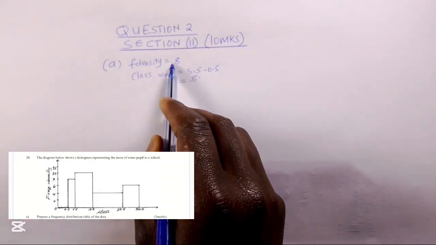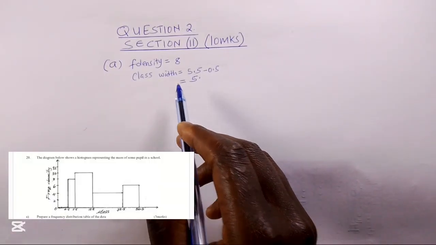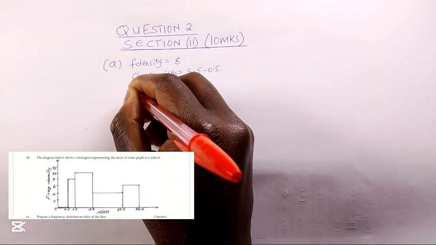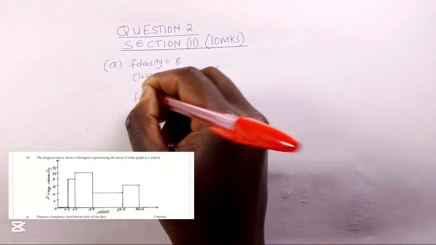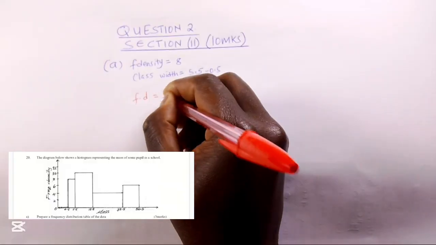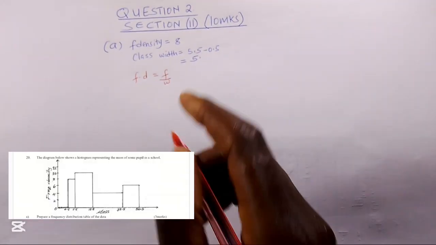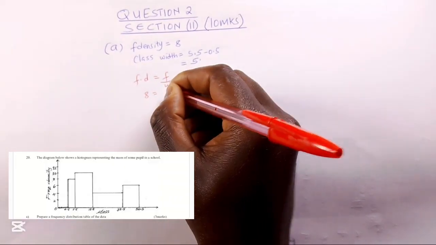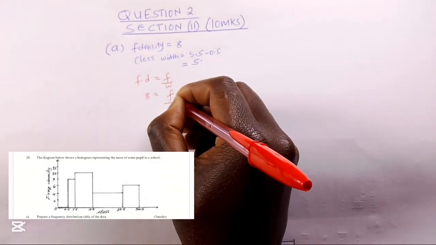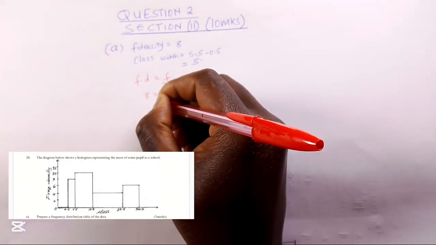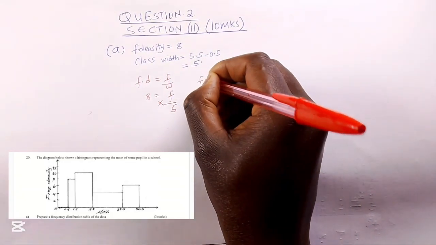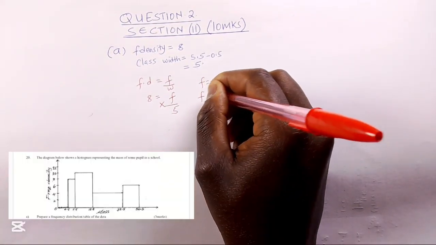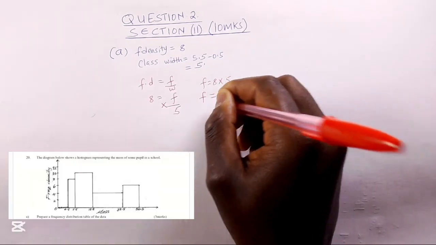So having the frequency density and the class width, we can find the frequency. Remember, frequency density is equal to frequency over class width. So when we have our frequency density as 8 and we don't have our frequency, we will say f over our class width, which is 5. So we will cross multiply and get f equal to 8 times 5, which is equal to 40. We'll have our first frequency as 40.